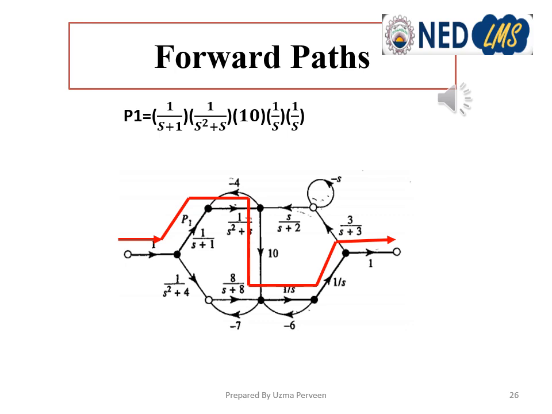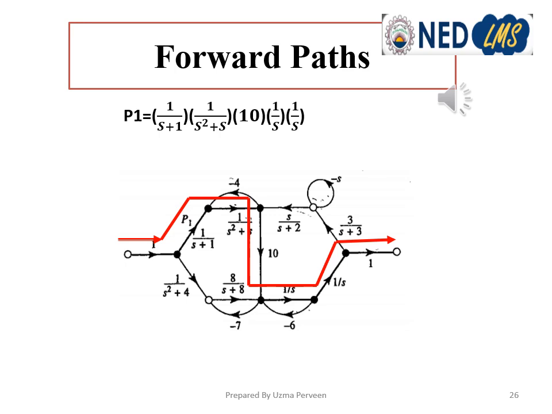The first forward path starts from the input node, passing through the right node, where the branch is marked as P1 for forward path 1. Then the next branch gain is 1 upon S square plus S. Then we go down, because the straight line is not directing toward the output node. So we go down with branch gain 10, then move right 1 upon S, again move up 1 upon S, and then up to the output node with gain 1. The product of all these branch gains will become the gain of forward path 1.